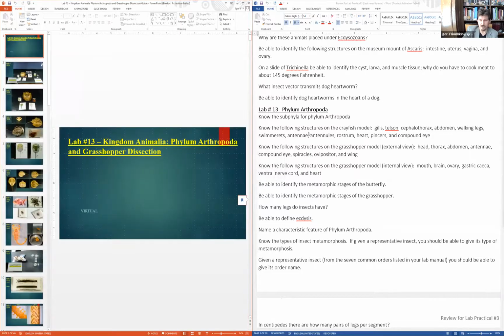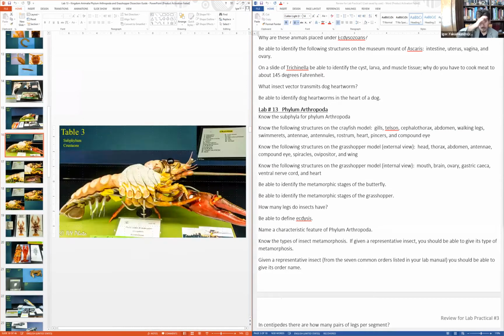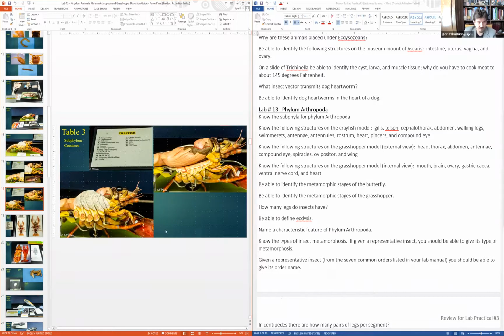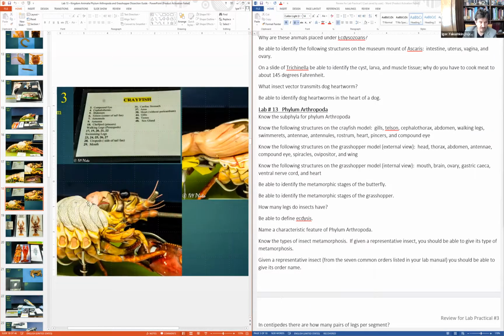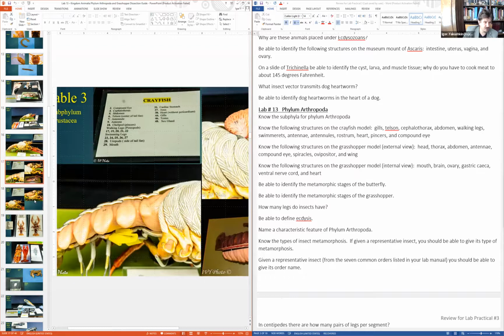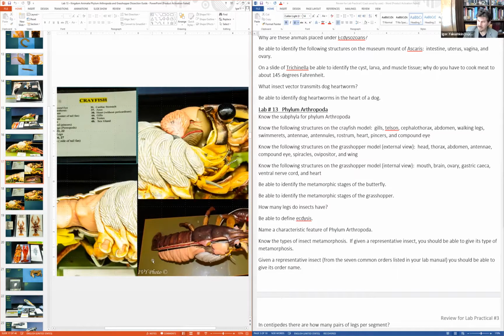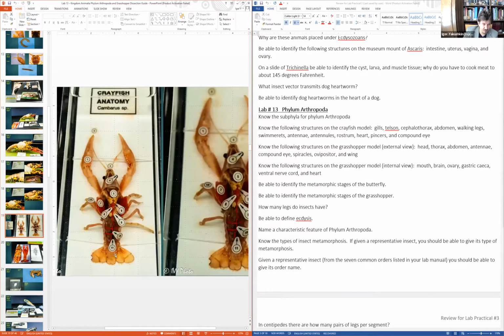Now, grasshopper. On a crayfish or crawfish, whichever you prefer, be able to recognize gills, those particular feathery structures right here. You can see them much clearer right there. Now, telson. Telson is kind of hard to see, especially on the model, but on this guy, you can see the telson is the central part of the tail, on the very last end, the central part.